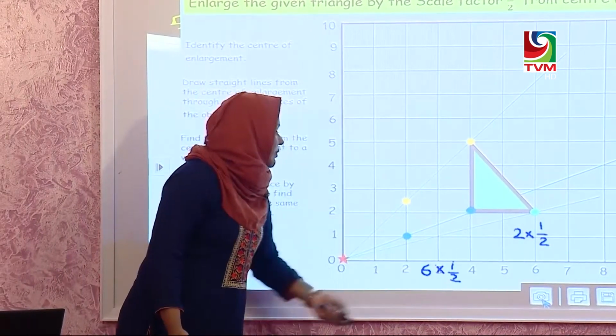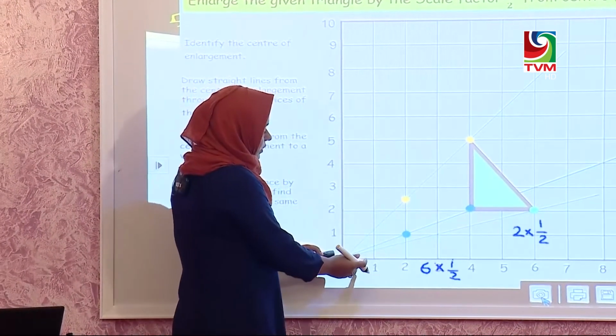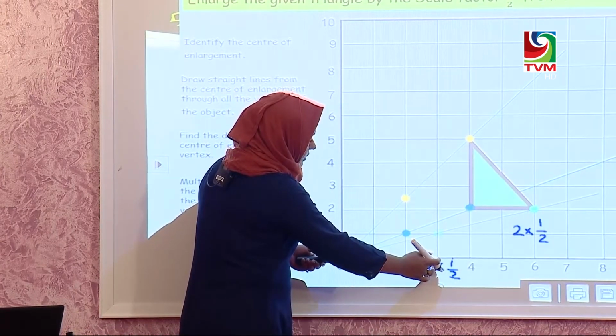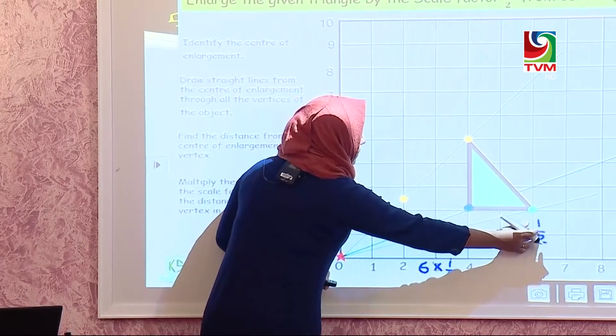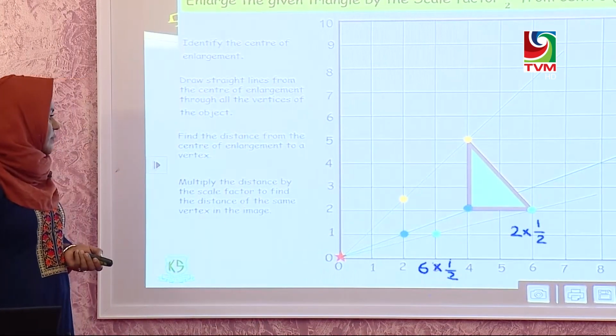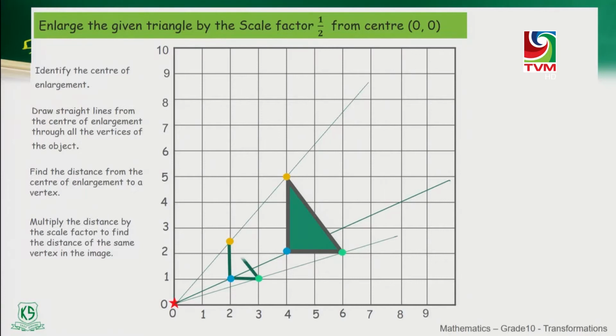6 multiplied by half is 3. So the same point on the enlargement will be 3 squares from the center here, across 3 and up 1, because 2 times half is 1. So these are the vertices of the enlargement. Now you can fill in to get the shape. Now this is the enlargement of the triangle by scale factor half.